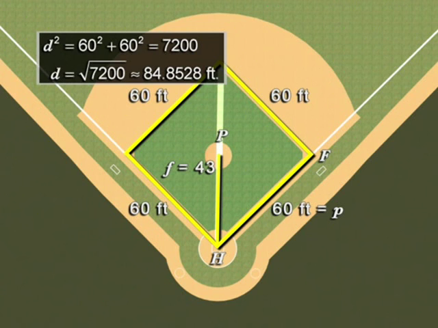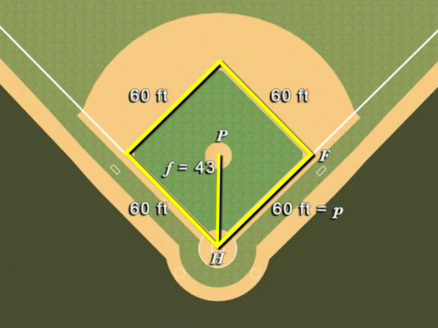But it's not. The distance from home plate to second base is 84.8528 feet. The bottom line is the pitcher's mound, being 43 feet from home plate, is not halfway between home plate and second base. Now, it's not off by much, about a foot and a little bit more, but that was kind of curious. It's not in dead center of that square. It's not in the middle of the square, is it?